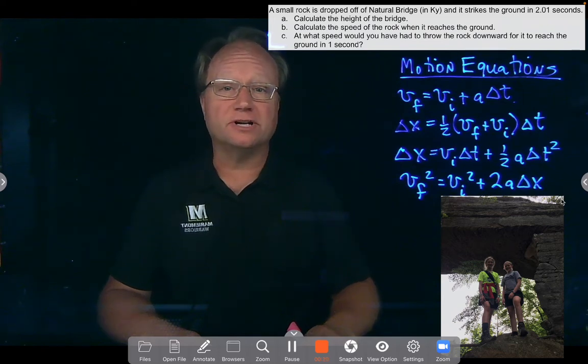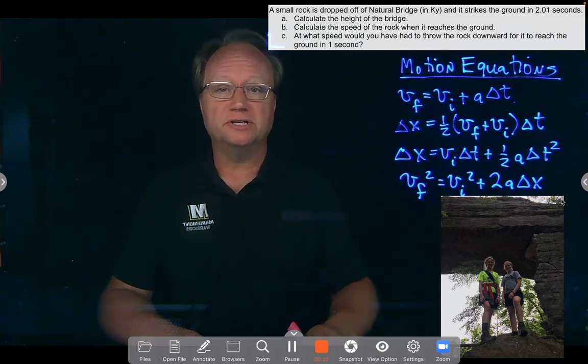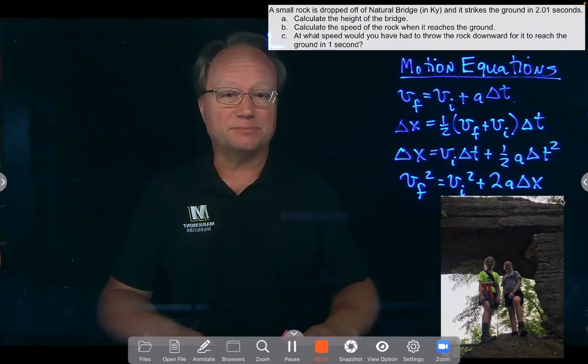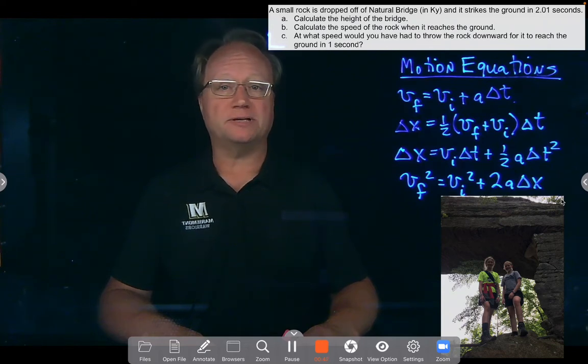Okay, let's consider an application of the motion equations related to free fall motion. When an object is in free fall motion, it has a constant acceleration, which means that is a situation where we can use the motion equations. So you're hiking at Natural Bridge, you're standing on top of Natural Bridge, and you drop a small stone. You time how long it takes to reach the ground, 2.01 seconds, and you want to use that data to calculate the height of Natural Bridge.